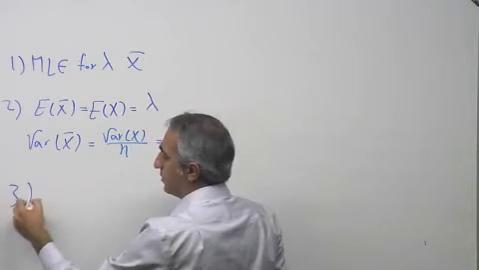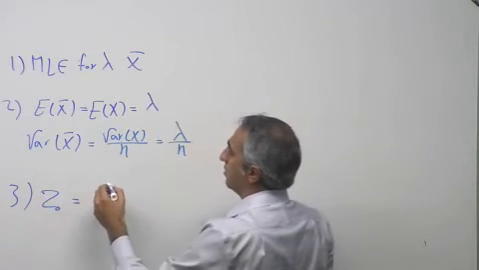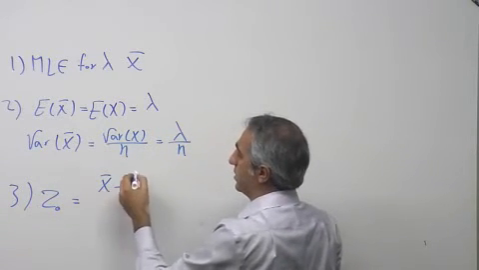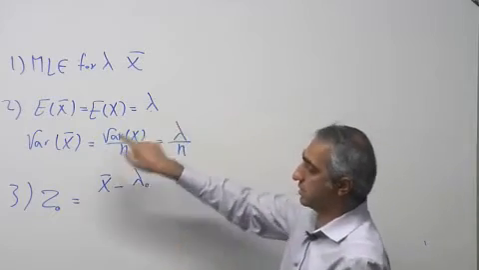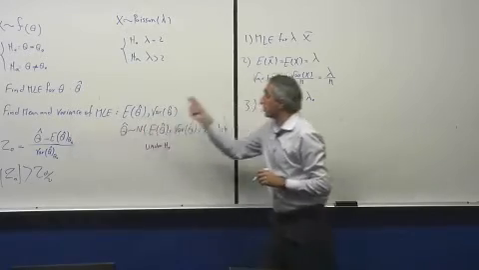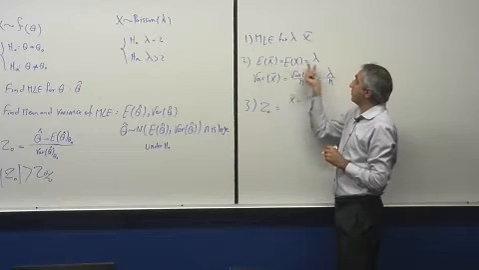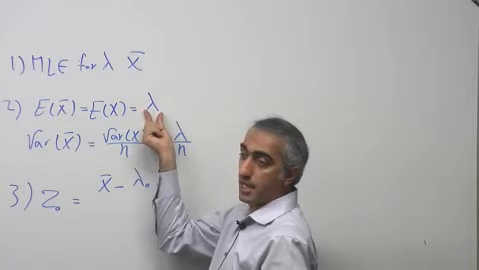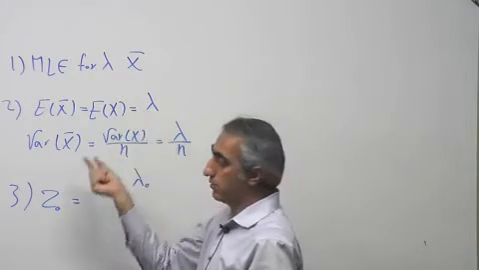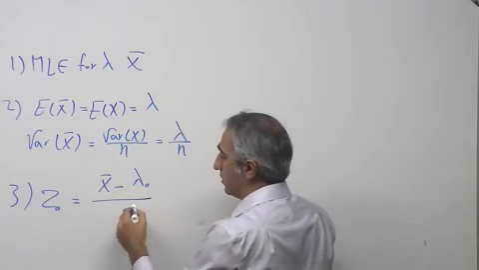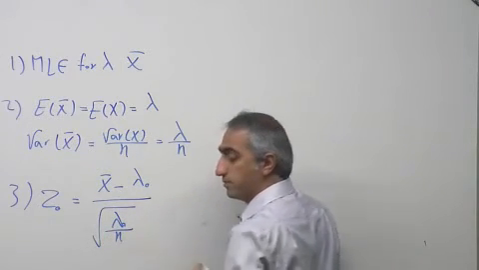The third step, find z0, which is x bar minus lambda 0. So as you can see, here is what I meant. Your expected value depends on lambda. Replace lambda with lambda 0. Instead of using lambda, I'm using lambda 0, divided by the square root of lambda 0 divided by n.